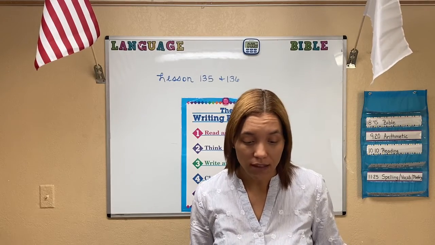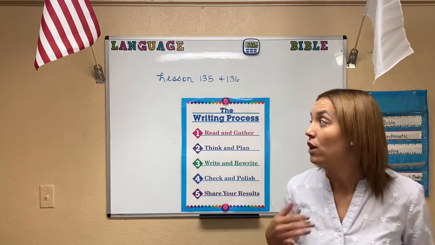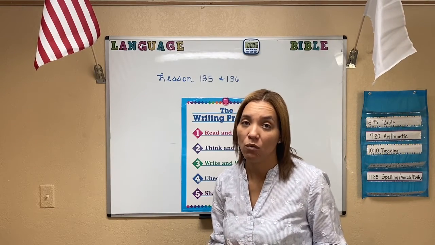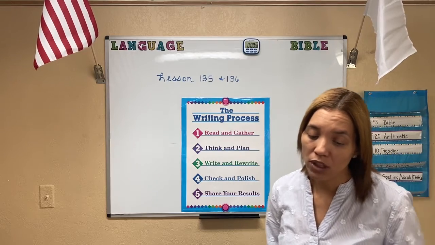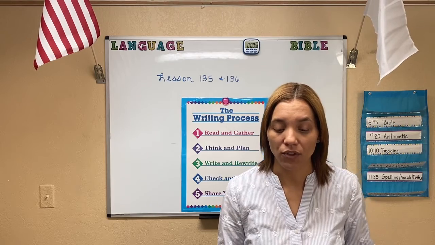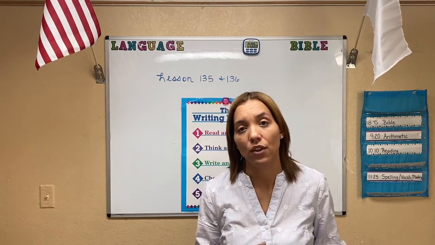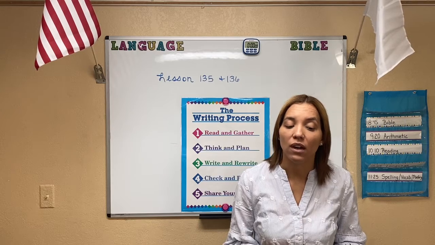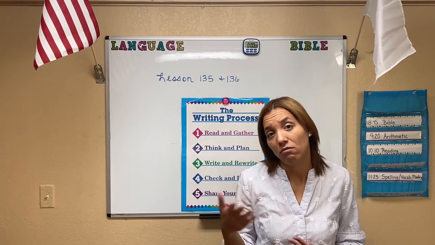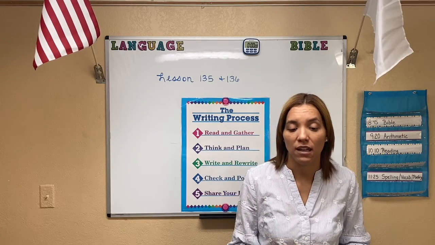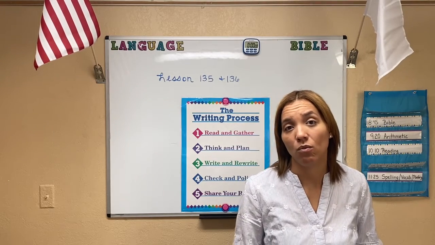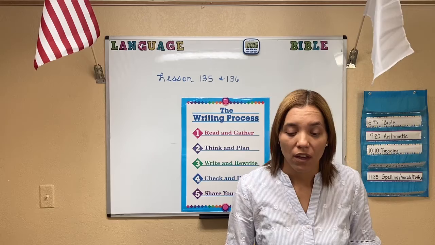For lesson 136, this is where you guys are supposed to be now, step 5 of your writing process. At this point, you should have your illustrations, and I had told you that you needed to have a cover for your report, and you also needed to have another illustration in your report that said something about the person that you are writing your research report about.